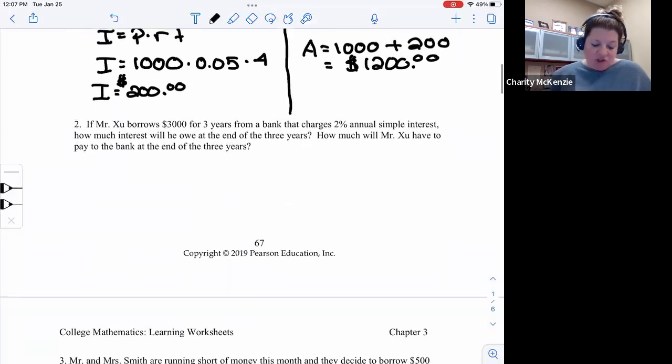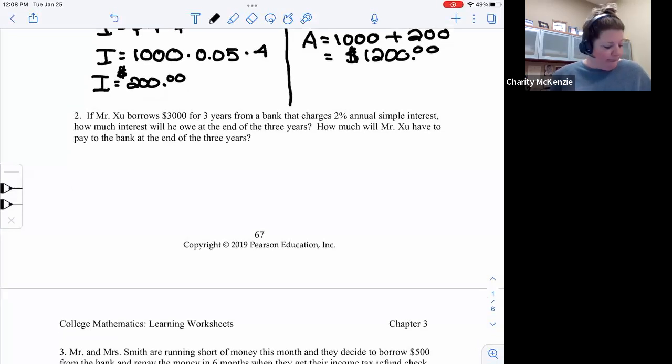Okay, Mr. Q, is that how you'd say it? I don't know. He borrows $3,000 for 3 years, and the bank charges 2% simple interest. How much interest will he owe at the end of 3 years? Same question. So why don't you pause the video, see if you can figure this out, and unpause, and I'll give you the answer.